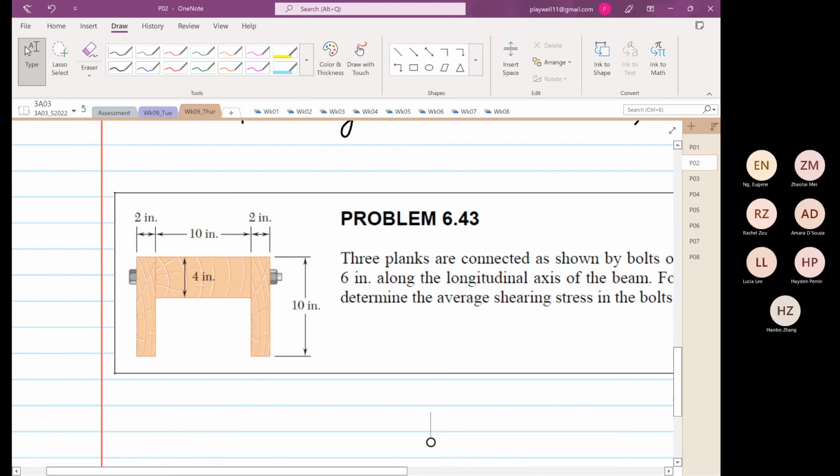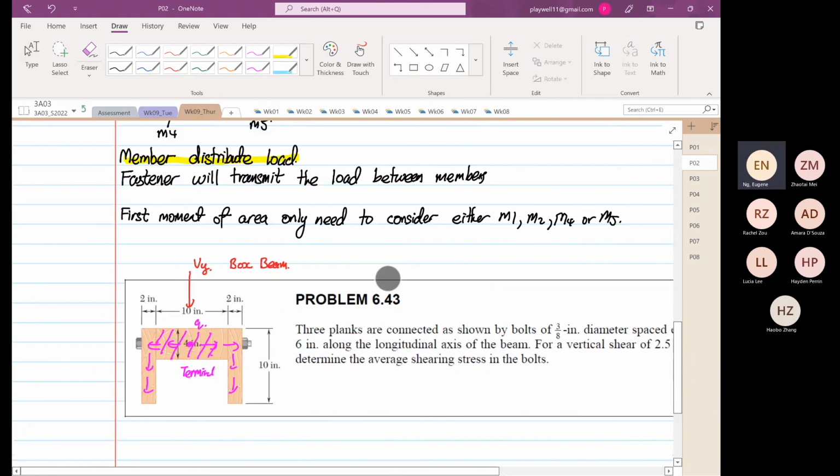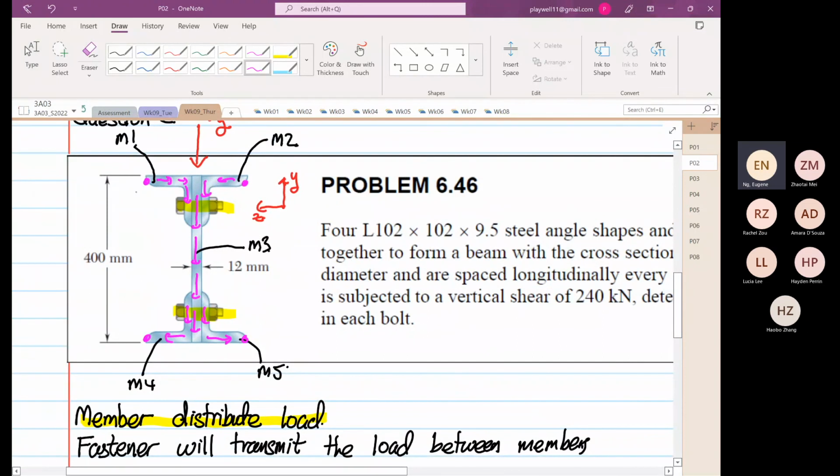I've seen his homework. So over here, this is your VY. This is like a box beam now, right? And over here, this is where the terminal is now. Then the shear flow will distribute this way. Q. That is why you only take this section. Whereas the example on the top, where is the terminal? The terminals are not in the center.